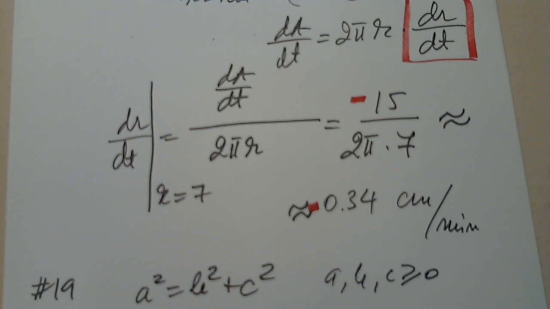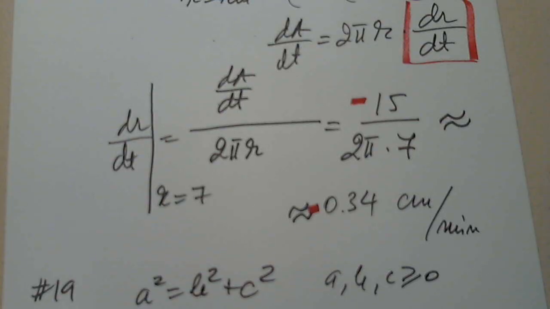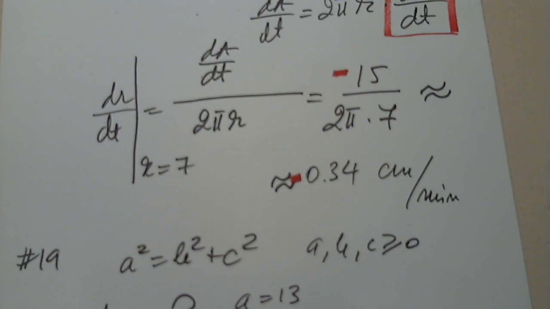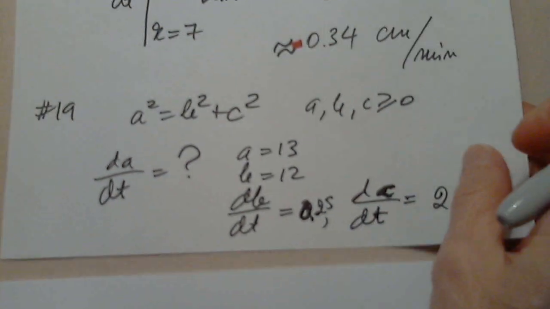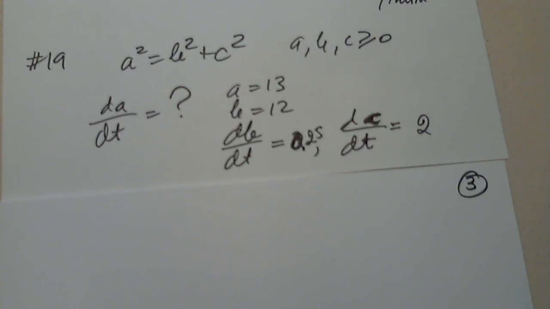I'm copying from something else. So B equals 12, dB over dt is 0.25. And then dC over dt is 2. Okay, I'm checking now if I copied everything correctly. So A is 13, B is 12, yes, dB over dt 0.25, and dC over dt equals 2. Excellent. Good. We don't have any measurement units. This is an abstract situation.